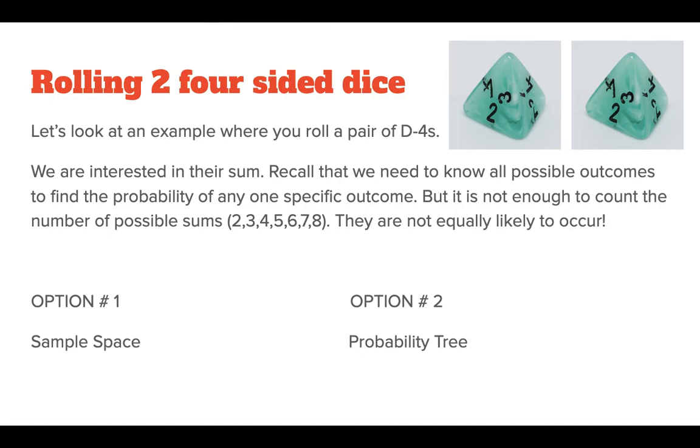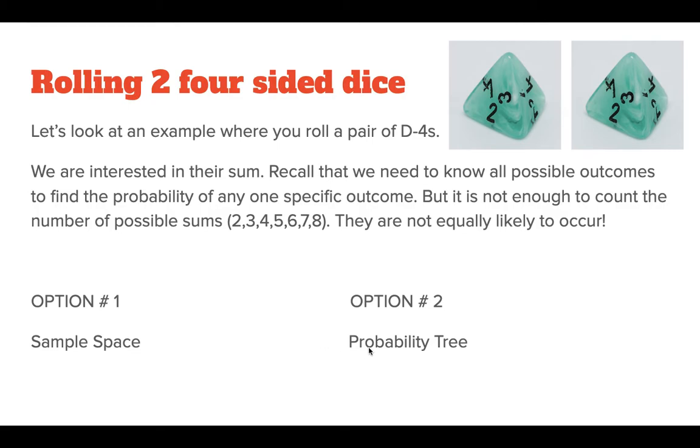So let's say we roll these two 4-sided dice, and we're interested in their sum. Well, if you are counting total outcomes, you can't just say 2, 3, 4, 5, 6, 7, 8. There's 7 numbers you can get, so it's out of 7. The problem with that is they're not all equally likely to occur. So in order to see why that is, we're going to have to either make a sample space or we're going to have to make a probability tree.